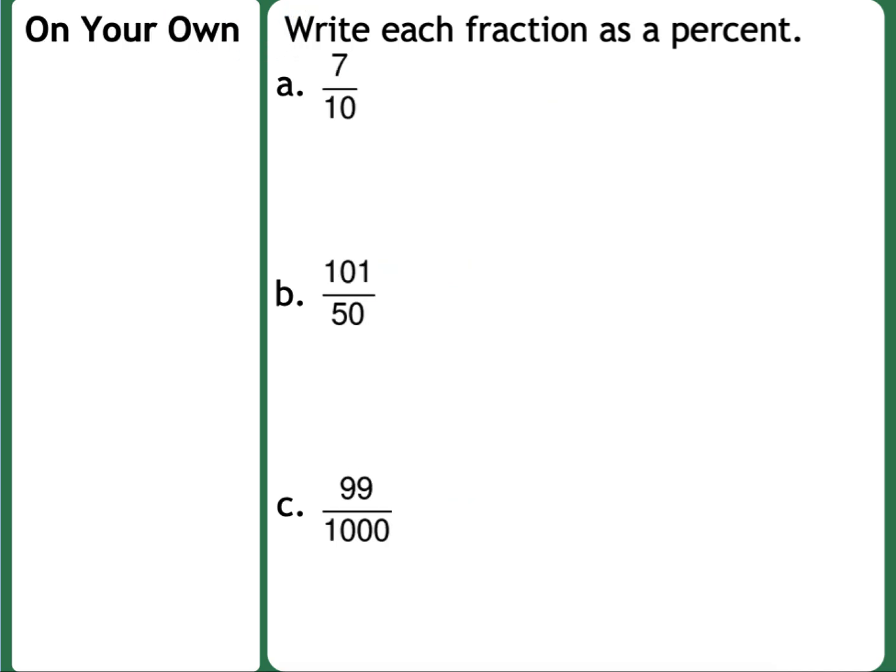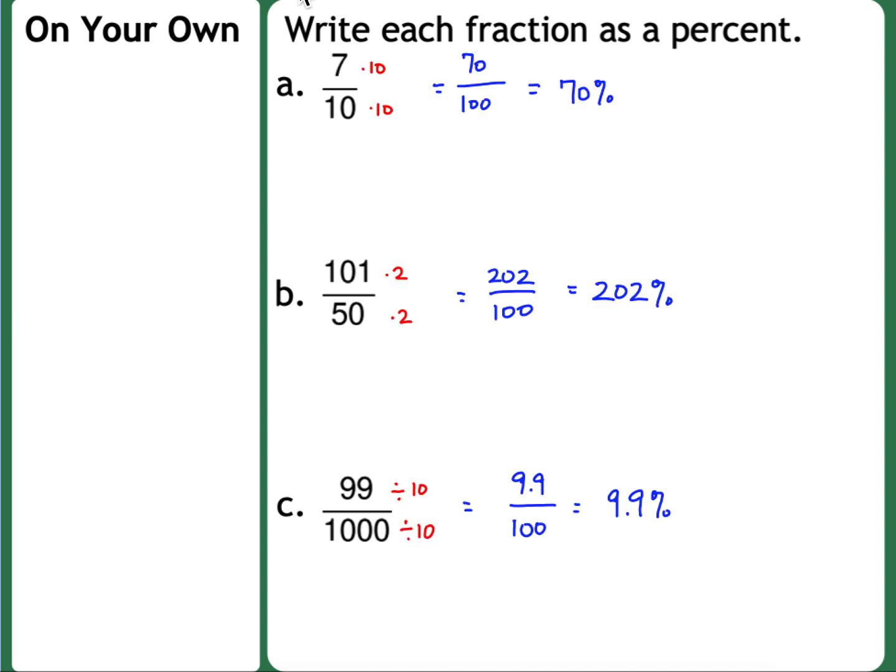All right, so here's some for you to try. So 7/10ths is equivalent to 70%. 101/50ths is 202%. 99 1,000ths, notice we have to scale down by dividing by 10 to get to 100. We do have a decimal in our fraction, but that's okay because percents can have decimals. So 99 1,000ths is 9 9/10%.